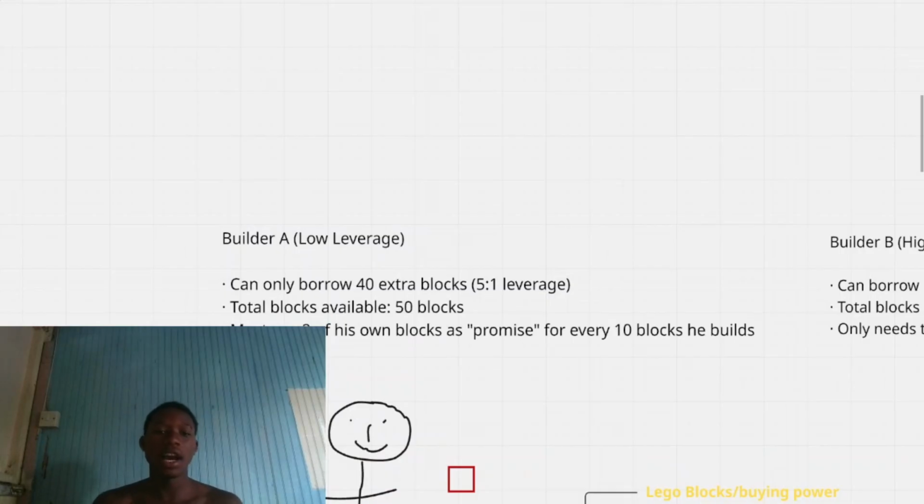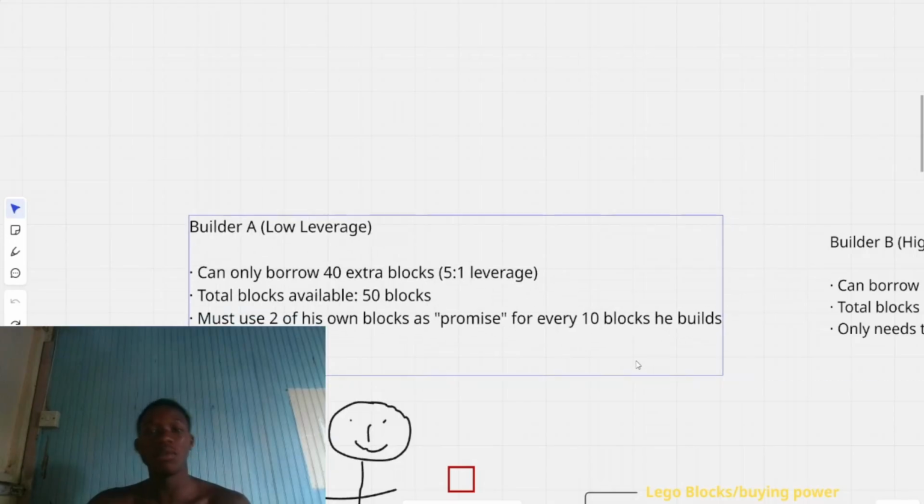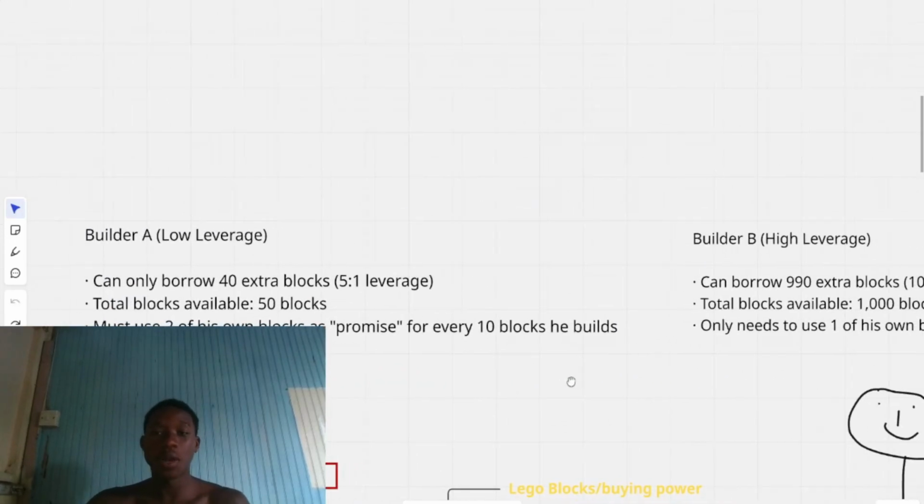Okay, so builder A can only borrow 40 extra blocks, which is a 5-to-1 leverage. Just now, before I even say that, builder A has 10 Lego blocks and builder B has the same 10 Lego blocks. So both builders have 10 Lego blocks. And builder A has low leverage. He can only borrow 40 extra blocks. He has a 5-to-1 leverage. The total blocks available for him is 50 blocks. He can borrow 40 plus he has 10. He must use 2 of his own blocks as a promise for every 10 blocks he builds. We're going to get into that. Just stick with me. So that's builder A.